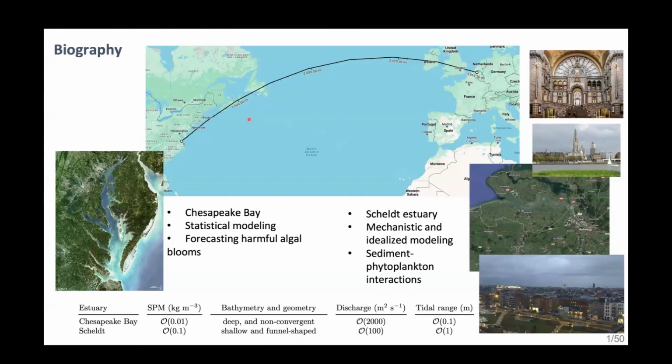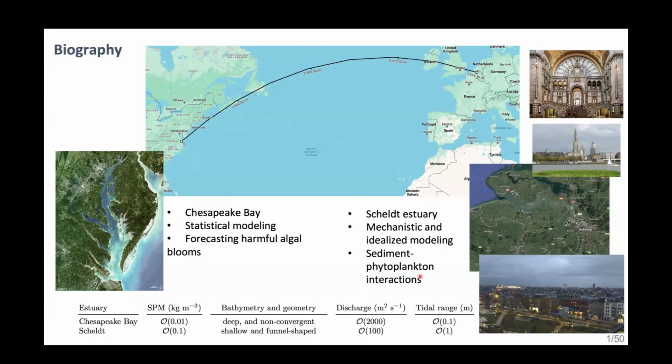Then 2 years ago, I arrived in the US, and I started working on this very gigantic, beautiful system, Chesapeake Bay, but this time using statistical modeling and focusing on forecasting harmful algal blooms. The two systems are completely different, although they're both estuaries. Here I show some differences.